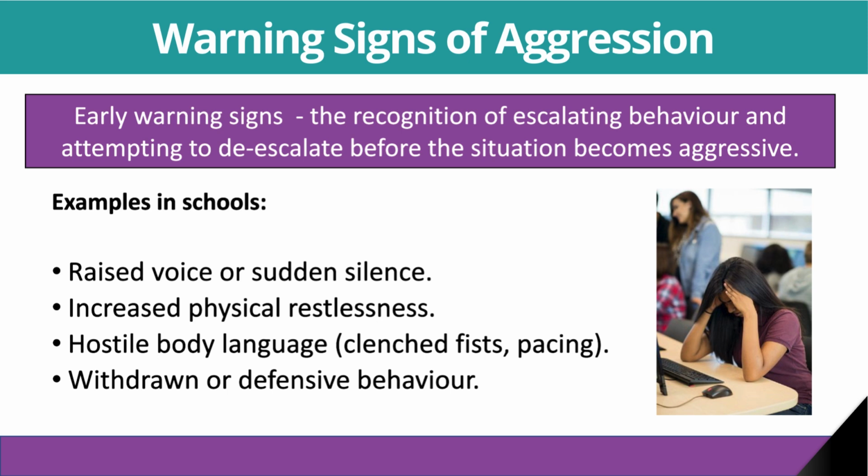Increased physical restlessness. Fidgeting, pacing, or continually moving around can indicate growing anxiety or frustration. This can lead to hostile body language. It's important to pay attention to clenched fists, tensed posture, or aggressive gestures. These are often the first physical signs of an impending outburst. Withdrawn or defensive behaviour. Some students might retreat into themselves, refusing to engage, which can signal that they are close to an emotional breaking point.